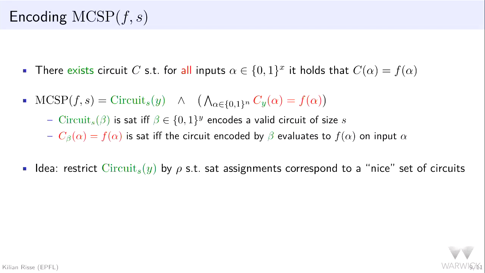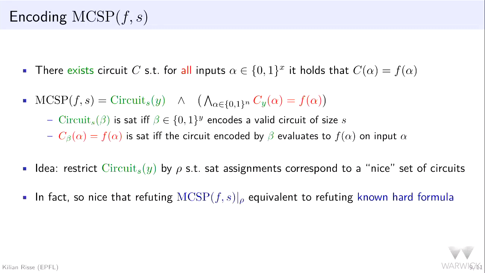And now the idea of these lower bounds, or how to prove that this MCSP problem is hard, usually goes along the way that it restricts the first part of the formula so that we're left with a nice class of circuits that we need to rule out computes the truth table. And in fact, this class of circuits is going to be so nice that it's equivalent to refuting a known hard formula. And this known hard formula will be the classic hard formula for SOS, which is this K XOR formula over an expander.